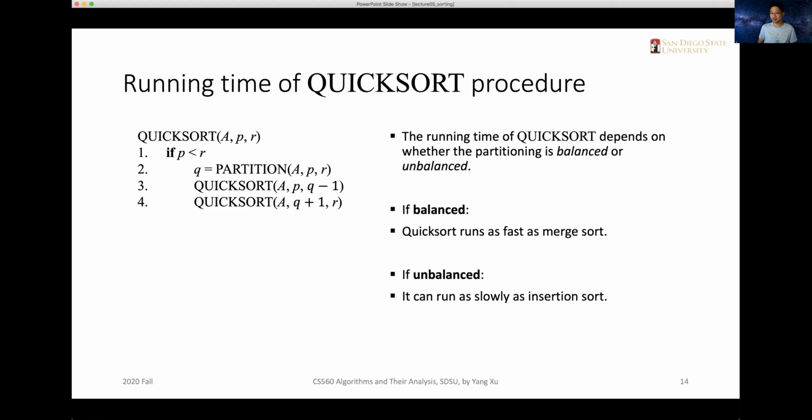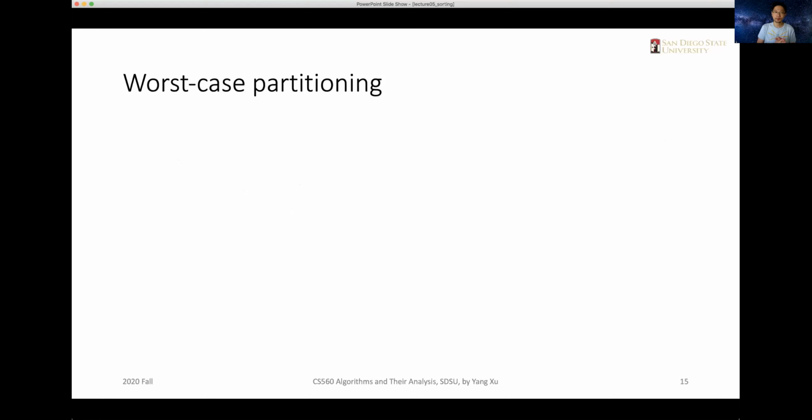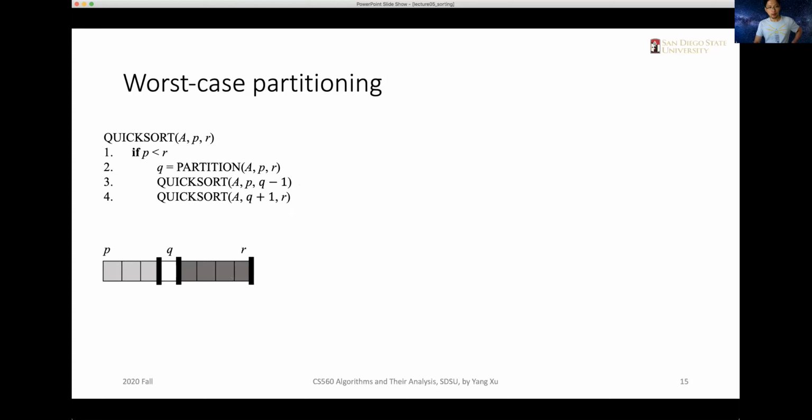Okay, and if unbalanced partitioning is obtained, then that is bad news for us, because if we always have unbalanced results, then the algorithm can run as slow as insertion sort. Although this is not likely to happen, we definitely need to consider this possibility. Okay, and let's see why this is the case. So in a worst case partitioning, the index q is returned. So to the left of q is q minus 1, to the right of it is q plus 1.